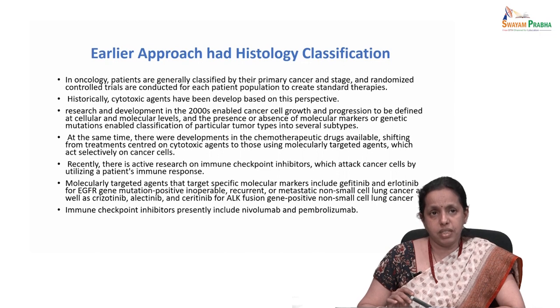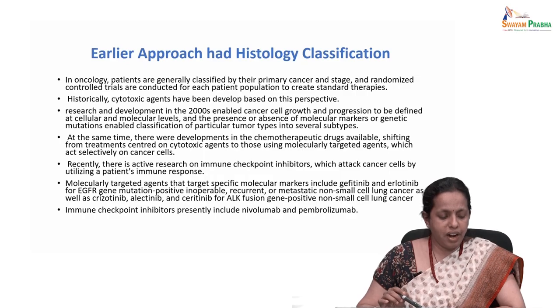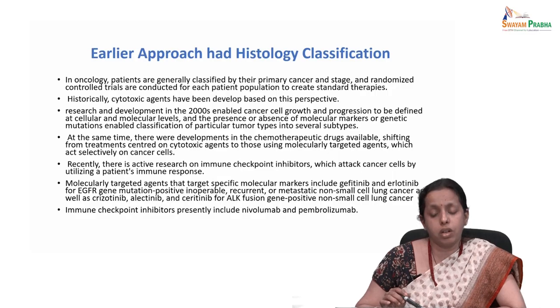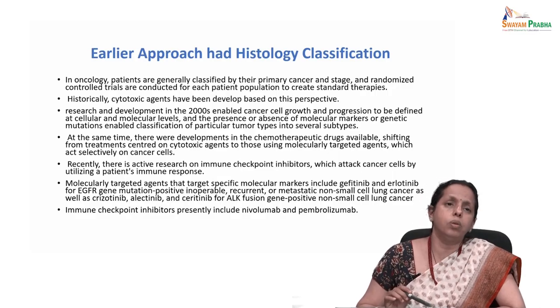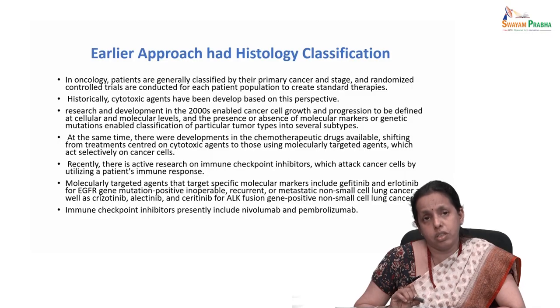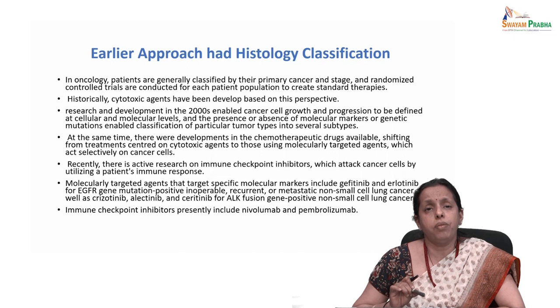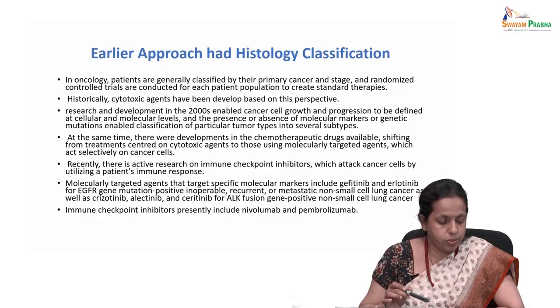Now, as we have seen so much work on the mechanisms of cancer biology, we have seen how cancer cell growth and progression are defined at molecular and cellular levels. We have seen there are many molecular markers at the genetic level. You now don't classify only according to histology, but you also give a molecular class to these tumors. It is called molecular profiling or molecular stratification. So this is a new term we are coming across.